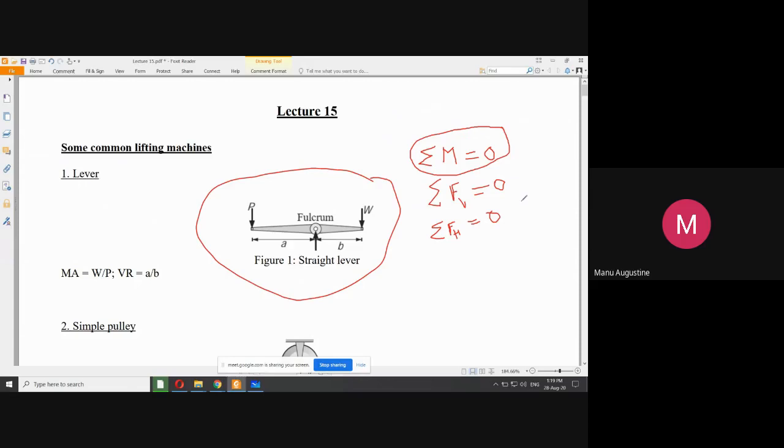Because what is our aim? We are not going to find any other quantities. We are going to find only velocity ratio. So that can be easily achieved by using one single equation of equilibrium.